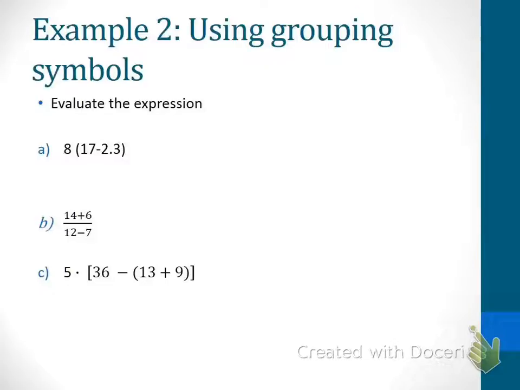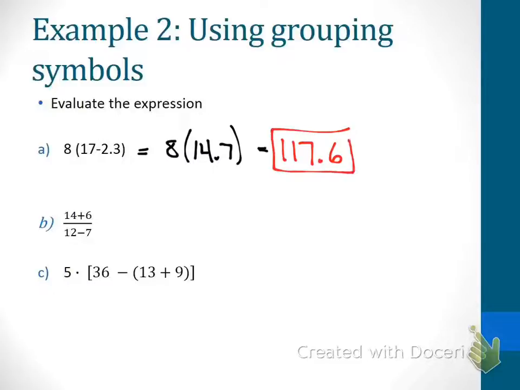Now, your calculator may give you a fraction for an answer. Go ahead and hit your S to D button that we learned yesterday, and that will give you the decimal value. And then you can multiply that. So 8 times 14 7/10 equals 117 6/10.